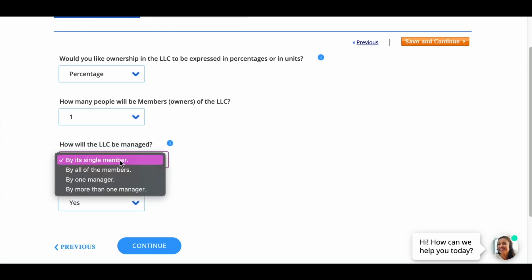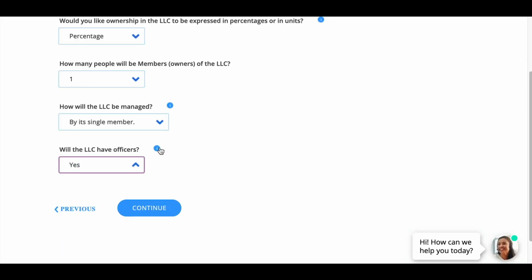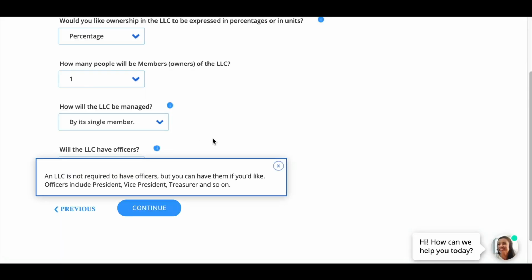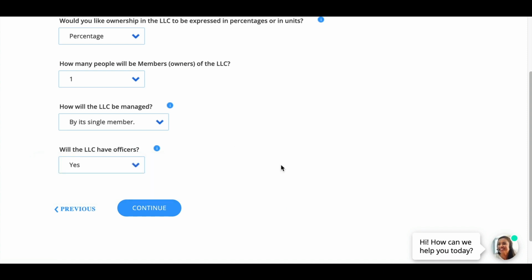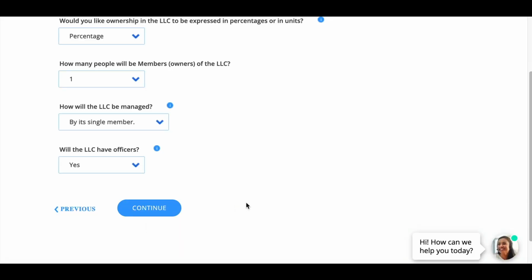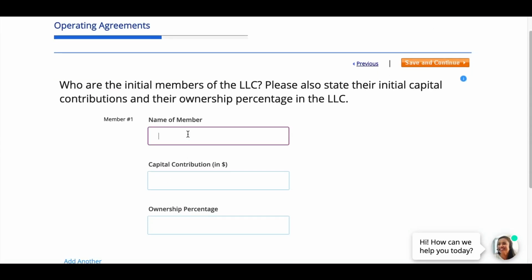One. And oh, this is good. So it says, how will the LLC be managed by a single member or by a manager? So this is something that you would want to be able to select for yourself. We'll have officers. I usually do that. So having a president and stuff, because it makes it easier when you're signing things to sign it as the president as opposed to as the member, because a lot of people don't understand what that is. But president sounds legit.